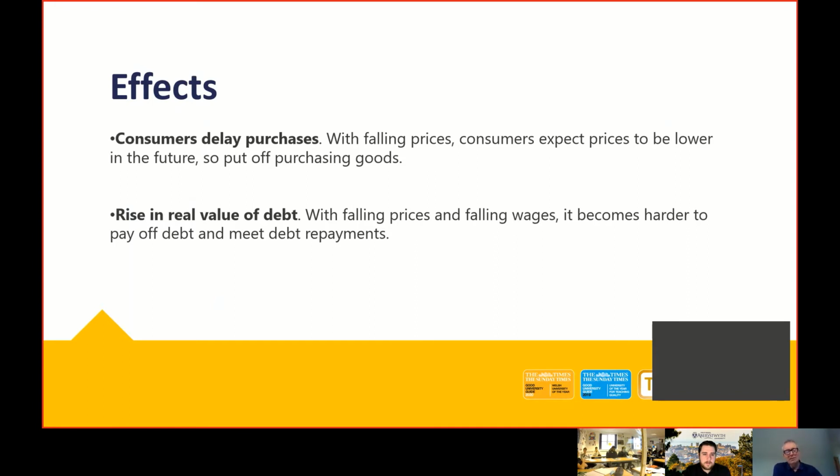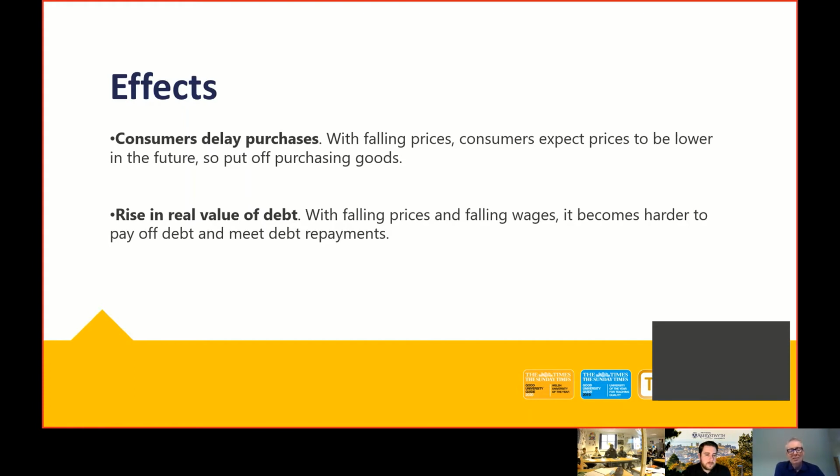So some of the effects of deflation: consumers delay purchases. We've just mentioned this: falling prices, expect prices to be lower in the future, so put off purchasing goods. A rise in the real value of debt. So obviously with falling prices, and if we have falling wages, and in the employment market more people become unemployed, it will become harder to pay off debt.